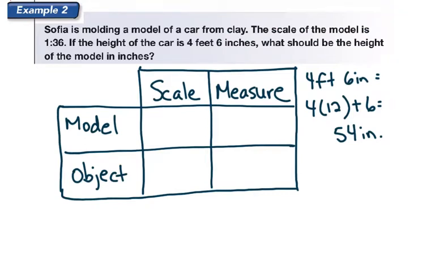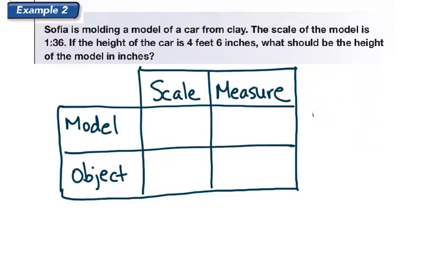All right, so let's do a little bit of practice. It says Sophia is molding a model of a car from clay. The scale of the model is 1 to 36. The height of the car is 4 feet 6 inches. What should the height of the model be in inches? So we're going to do a little bit like what we did for the other one. We have a scale of 1 to 36, and the height of the actual car is 4 feet 6 inches, which is technically 4.5 feet.